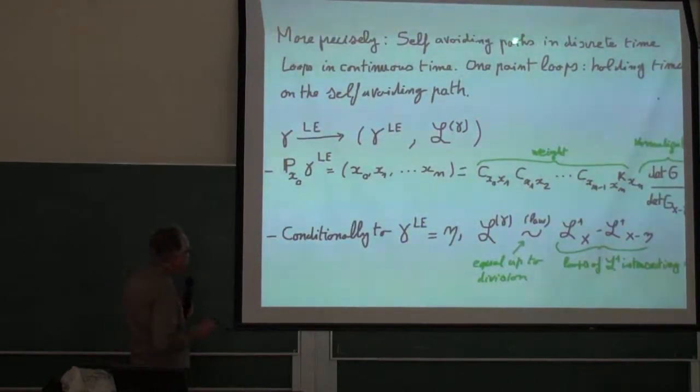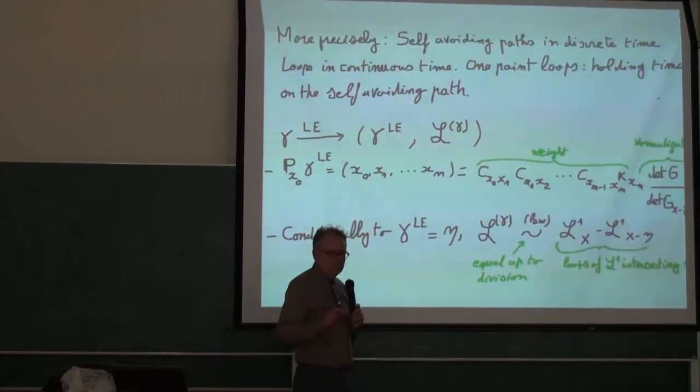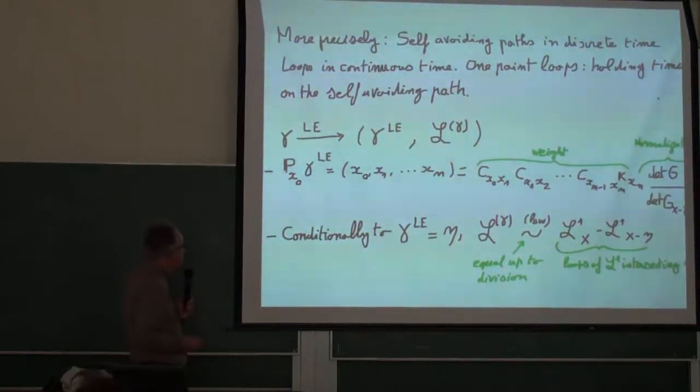If I want to be more precise, in my framework, I recall that my Markov chains are in continuous time, so they have holding times. What I will do is put all holding times on the loops. And if a point is visited only once, it will be a trivial loop, that's all. So my self-avoiding paths don't have holding times. They are just discrete paths.